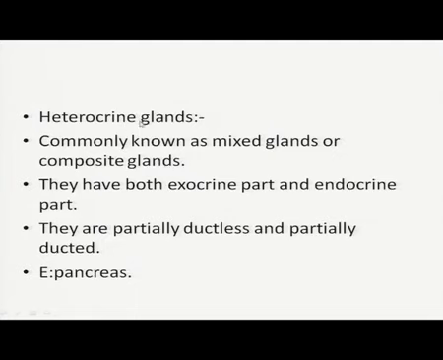So, which gland is known as composite glands? Mixed glands or even heterocrine glands. They have both exocrine part and endocrine part. They are partially ductless and at the same time partially ducted ones. Typical example is pancreas.